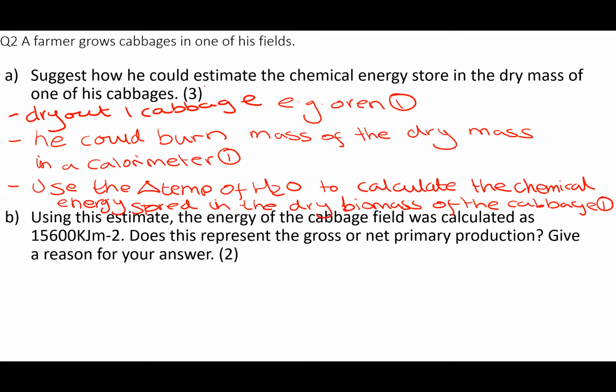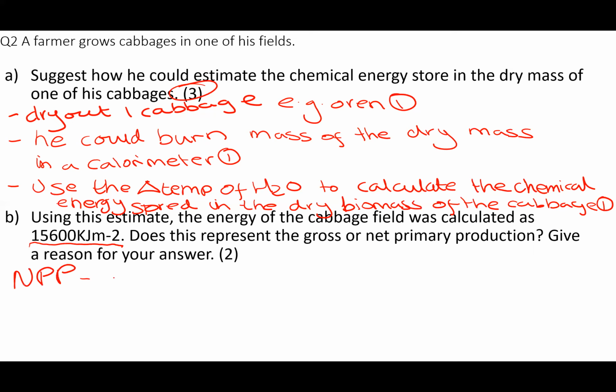People often miss points out because they get a bit complicated, but it's just wanting that process, that method of how you do that. And then it's just another question following on from this. So using this estimate, the energy of the cabbage field was calculated as 156,000 kilojoules per meter squared. Does this represent the gross or net primary production, and give a reason for your answer? Well, this will not be the gross, it would be the net primary production.